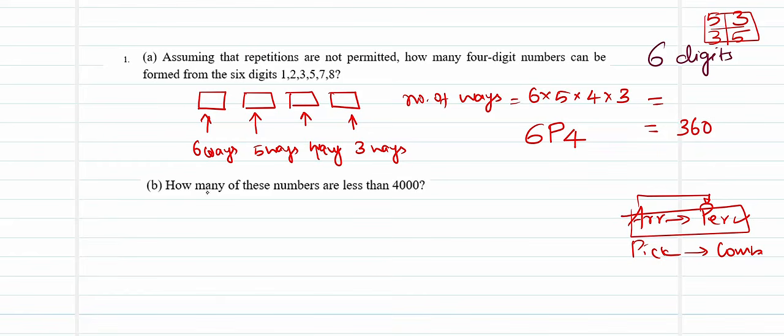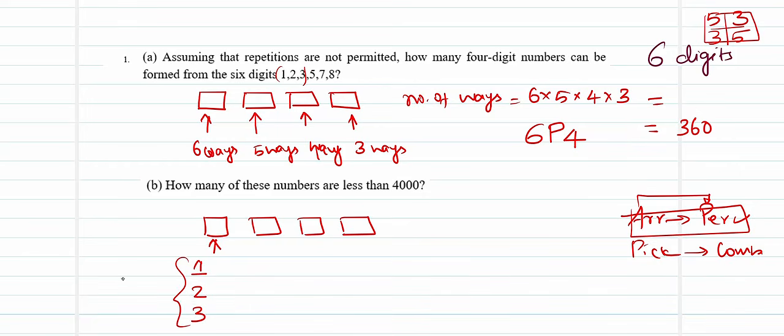Now the second subdivision: how many of these numbers which we form are going to be less than 4000? So I have a 4-digit number and this 4-digit number has to be less than 4000. Less than 4000 means I need to concentrate on the first box. This first box can be filled with one of the numbers either 1 or 2 or 3, in which case the number which I get formed will be automatically less than 4000. So this first box can be filled in 3 ways.